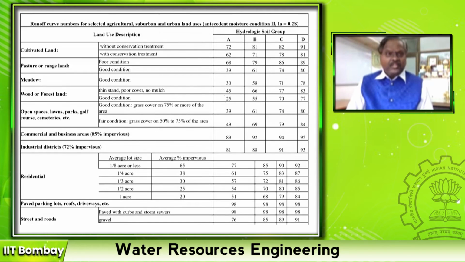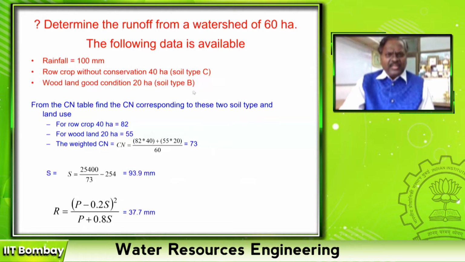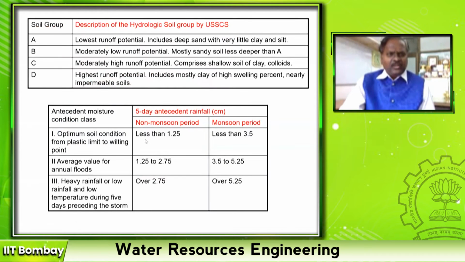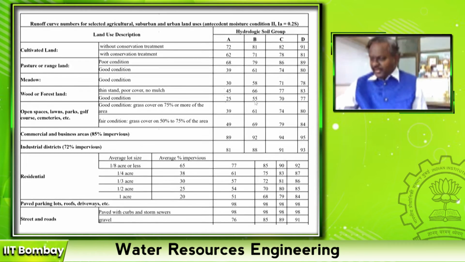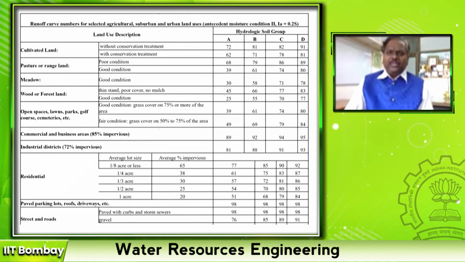The second one is woodland. But what is the soil type? Soil type is B and it is woodland. Go to this woodland, right? Soil type is B and it is in good condition. The curve number is 55. So we have picked up two curve numbers, 82 and 55.